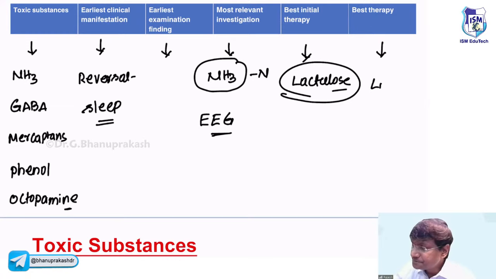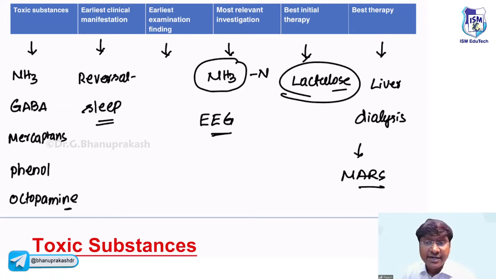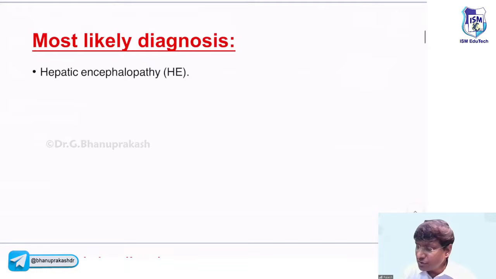And what do you understand by this liver dialysis? Like we do what is called MARS, M-A-R-S. What is this MARS? Molecular adsorbent recirculating system. That is the treatment for hepatic encephalopathy if the individual is refractory to medical management, okay? And for the development of hepatic encephalopathy, there are certain precipitating factors.